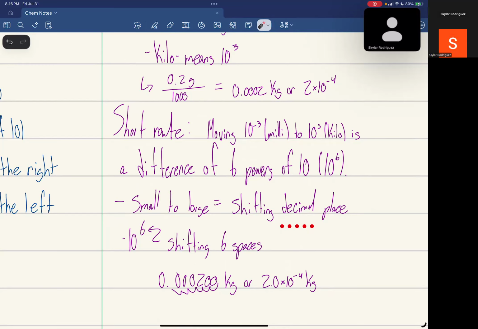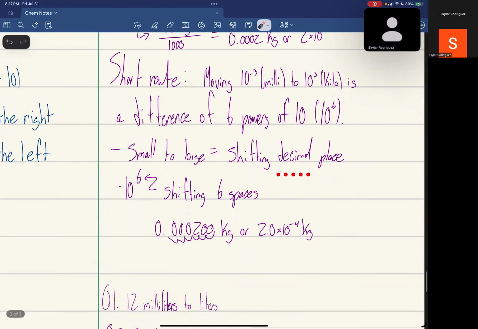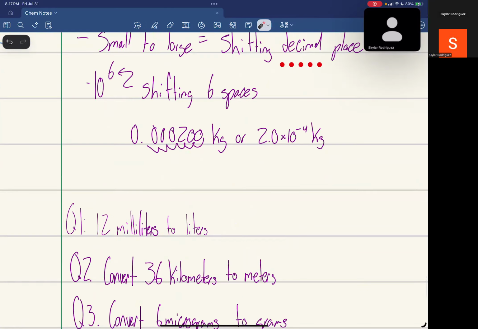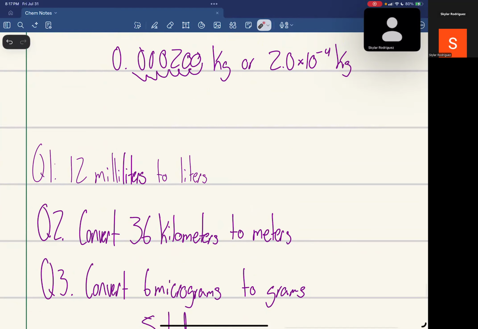Now that I've shown you how to convert, I'm going to write down 3 different examples I want you to do to see if you can do it on your own. I'll give you just a couple seconds, so you can just pause it. The first question is going to be 12 millimeters to liters. Next one would be 36 kilometers to meters. Then convert 6 micrograms to grams. All right, that should be enough time.